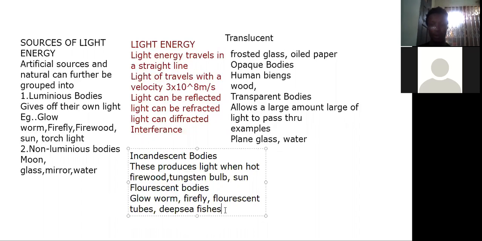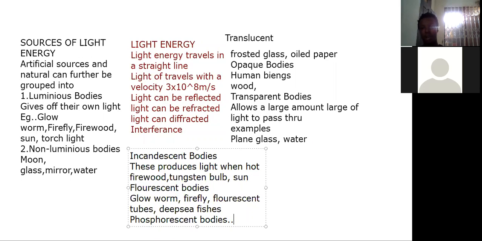Now we can also talk about one last one. We call it phosphorescent bodies. These bodies absorb the incident light energy and react chemically to produce light. In other words, you can also say that these are bodies that produce light at a relatively lower frequency.